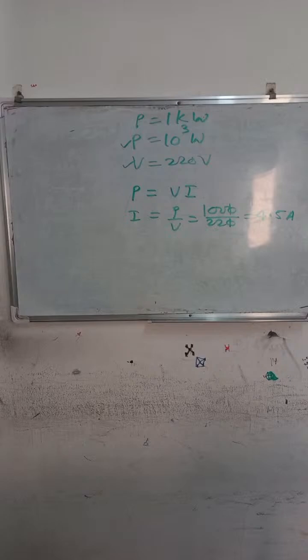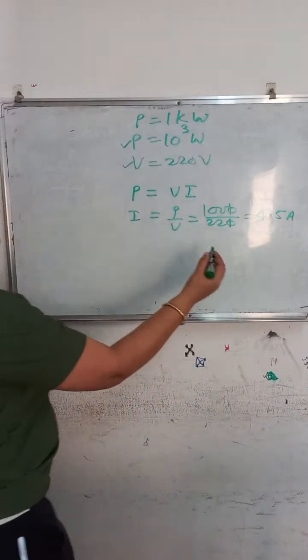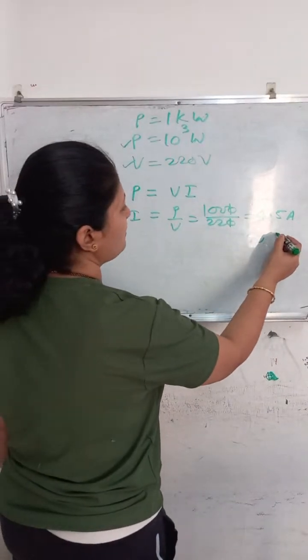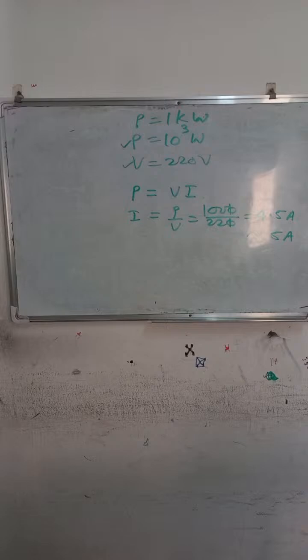Getting this? So 4.5, but in the options I don't have 4.5, no? So 4.5 we can write approximately as 5 ampere. Getting this? So this is your answer. I hope how many people got the same answer, 4.5? Yeah.